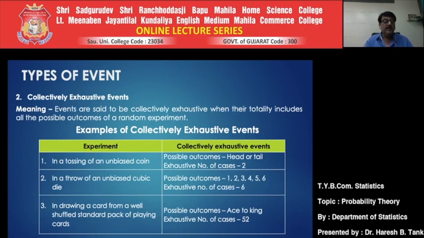In a throw of an unbiased cubic die, possible outcomes are any one number between 1, 2, 3, 4, 5, 6. So exhaustive number of cases are 6. In drawing a card from a well-shuffled standard pack of playing cards, possible outcomes are anything between 1 to 52 cards. So total number of collectively exhaustive events are 52. Is it clear?